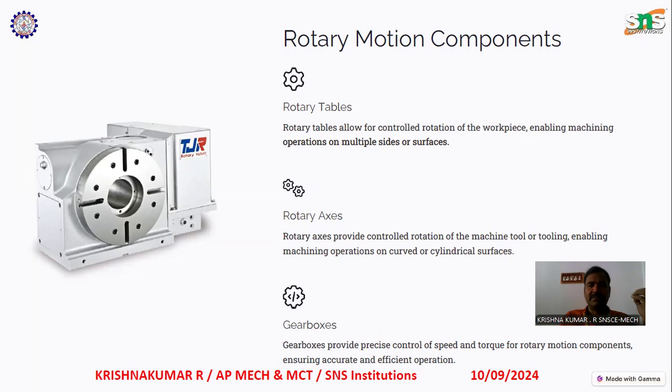Rotary motion components. Rotary tables. Rotary tables allow for controlled rotation of the workpiece, enabling machining operations on multiple sides or surfaces. Rotary axis. Rotary axes provide controlled rotation of the machining tool or tooling, enabling machining operations on curved or cylindrical surfaces.